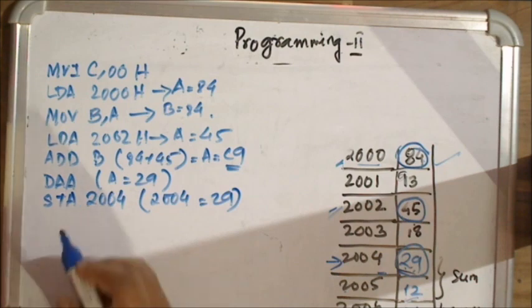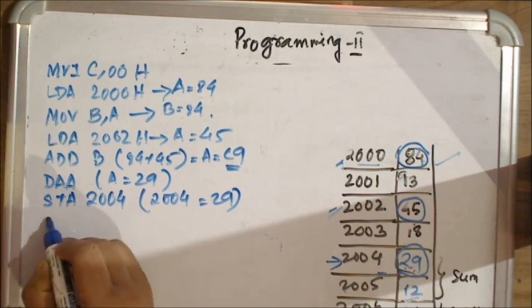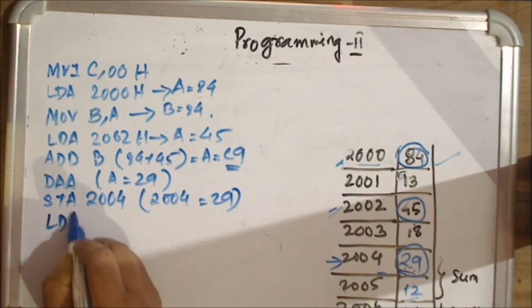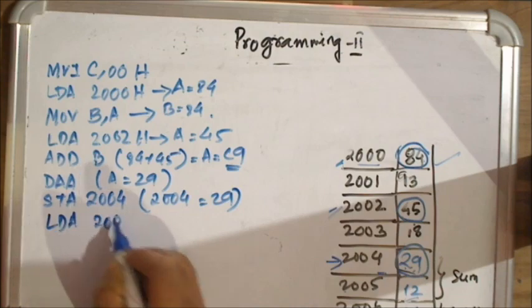Now we will get the higher byte data into A. So LDA 2001.